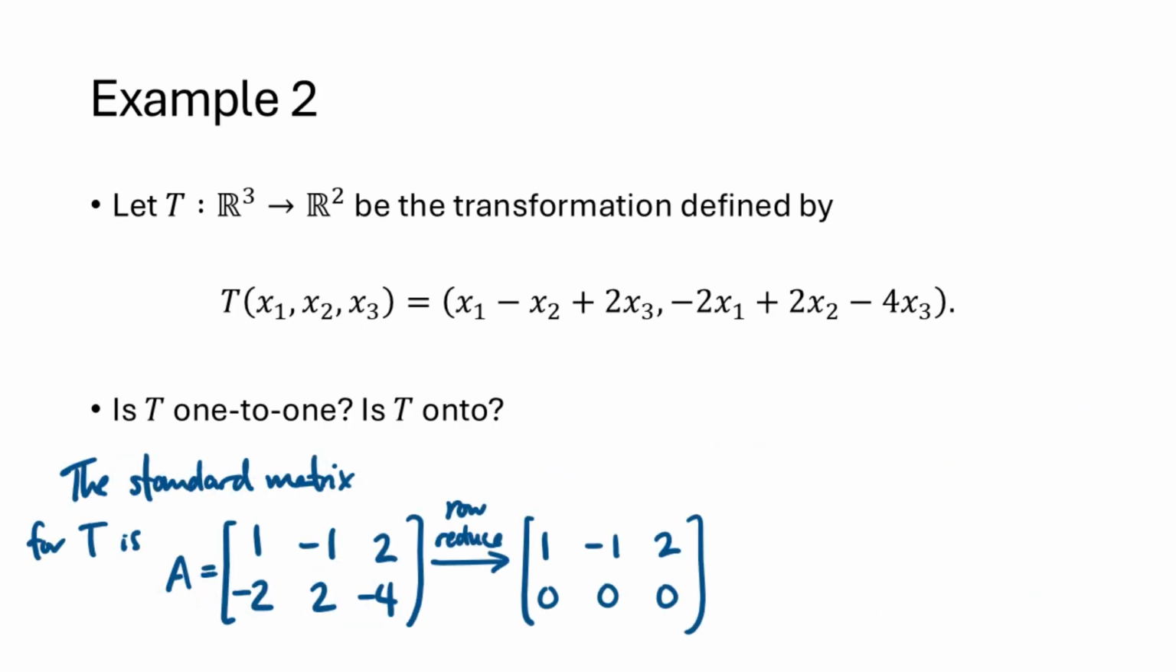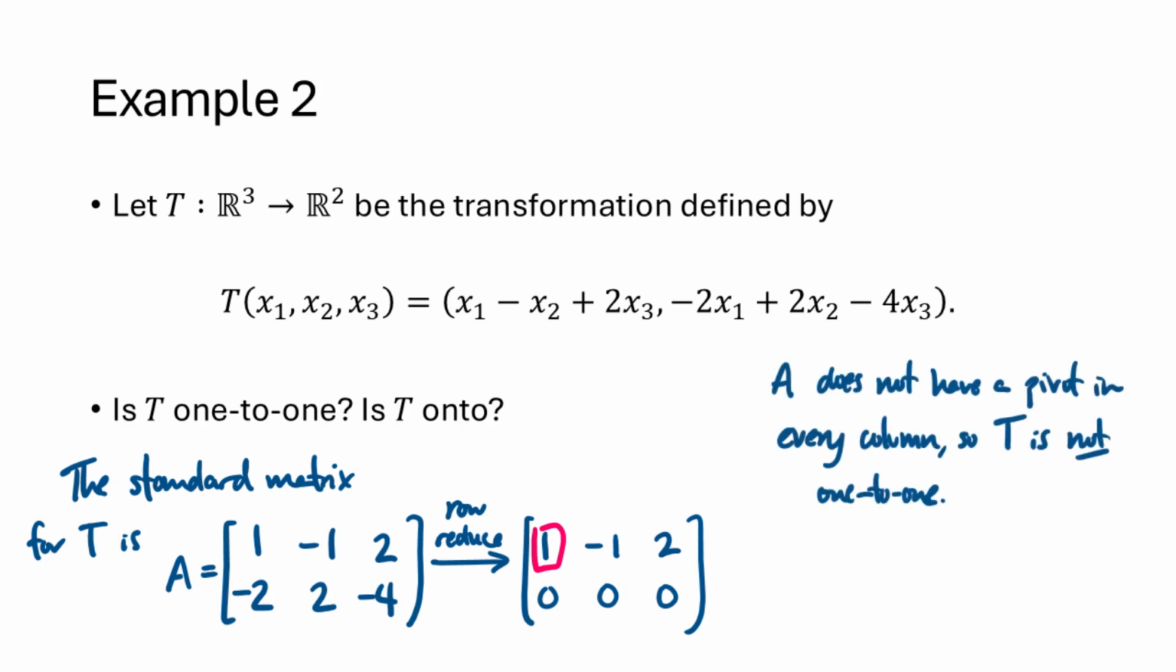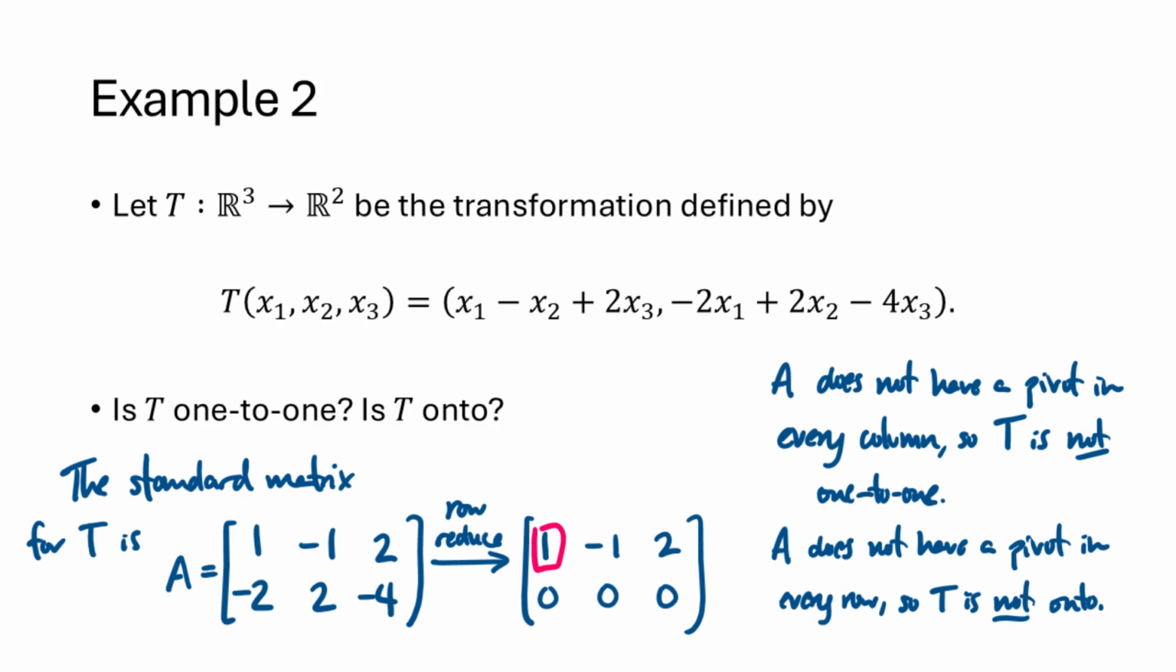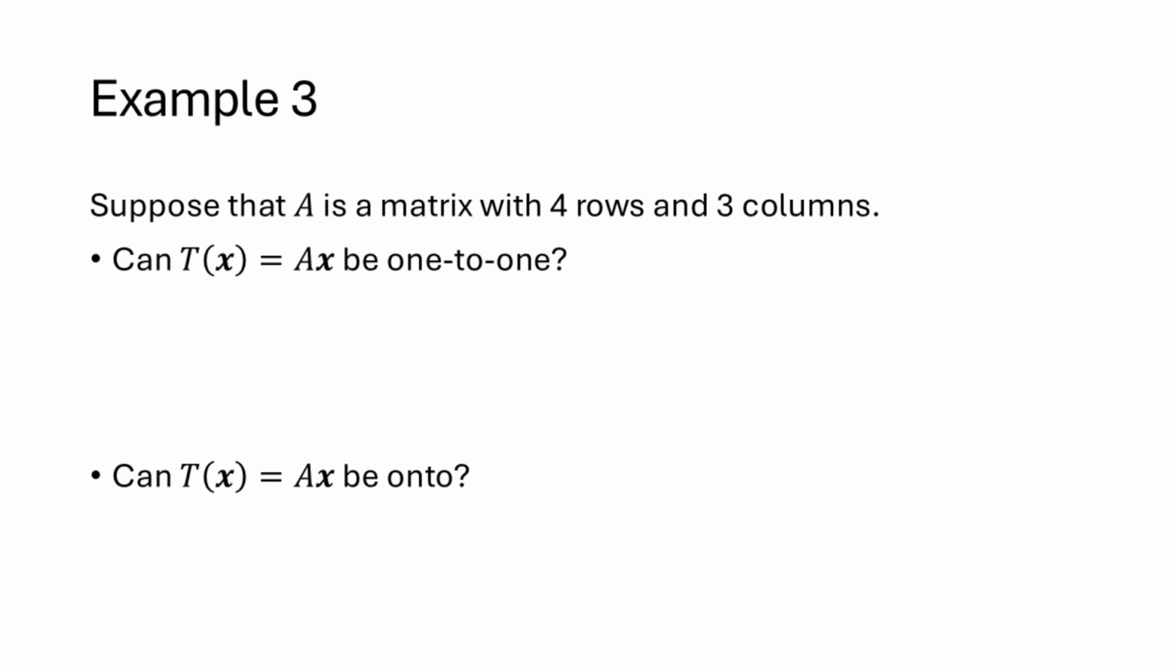So now we row reduce that matrix, and we see that we get the matrix 1, -1, 2, 0, 0, 0. This matrix has only one pivot, and so since this matrix does not have a pivot in every column, T is not one-to-one. And since this matrix does not have a pivot in every row, the transformation is not onto. Now let's think more abstractly.